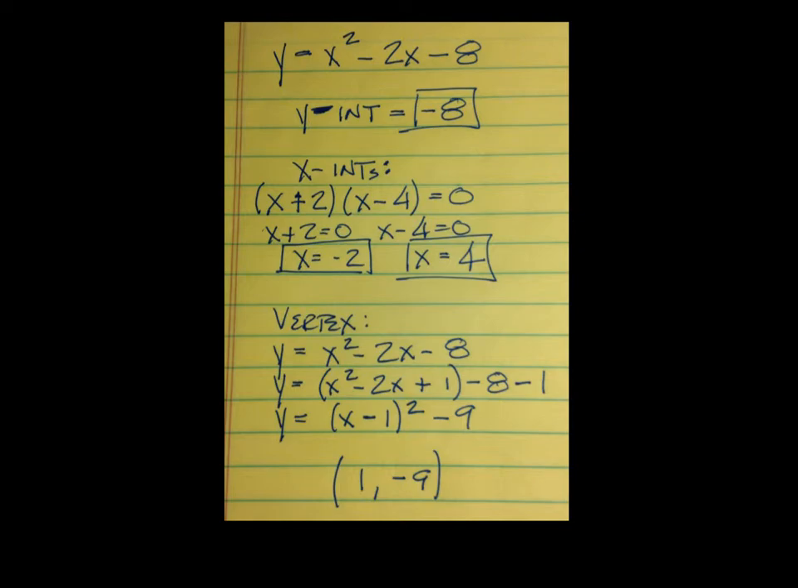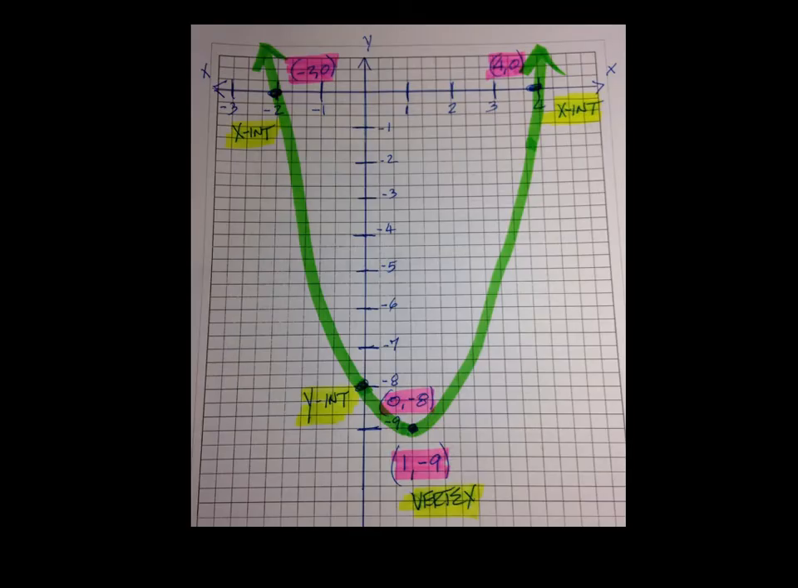This is the work. The y-intercept is -8, x-intercepts are -2 and 4, and the vertex is (1, -9). And here's my graph. I stretched it out as far as I could, left and right, and top and bottom. If you come up with something like this, way up in here, and you have all this space that's unused, then you've got to go back and redo it.